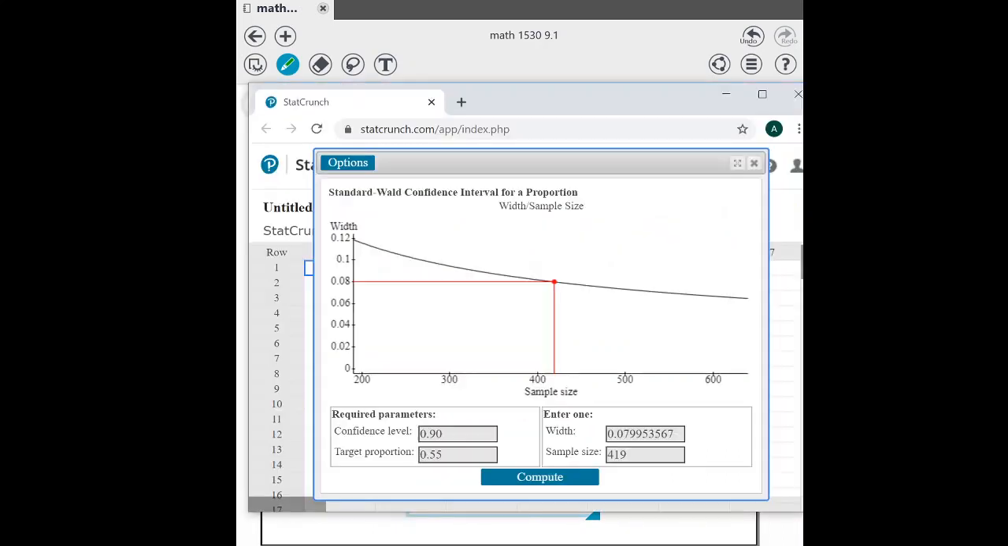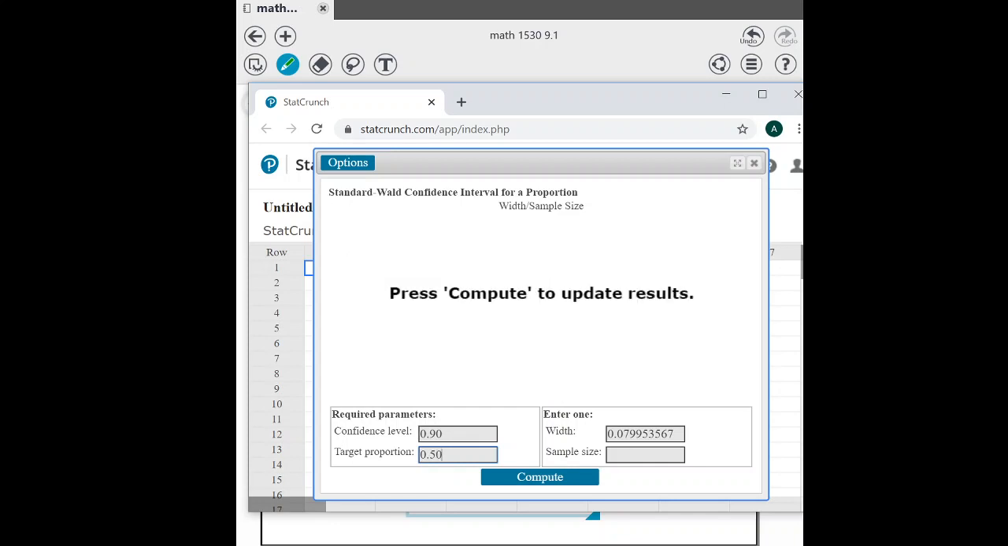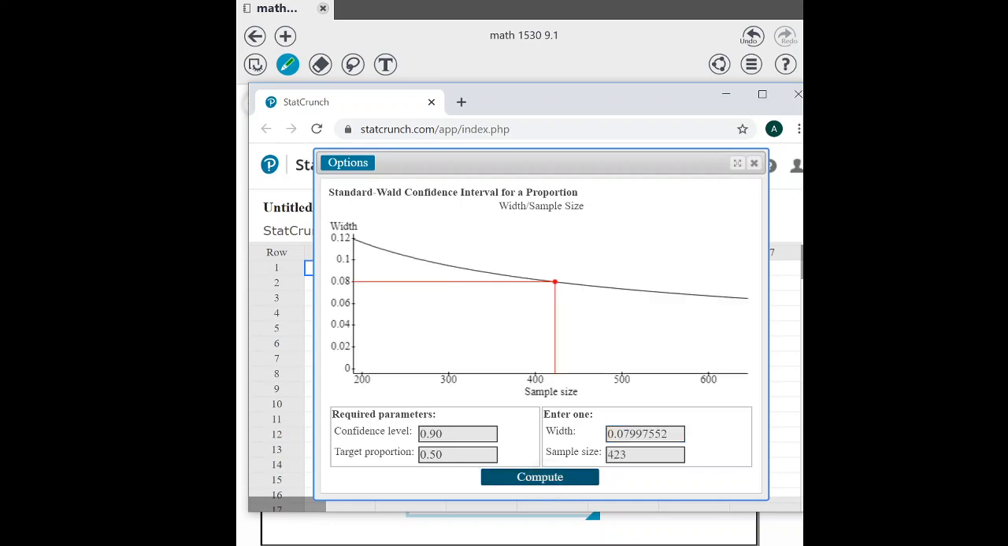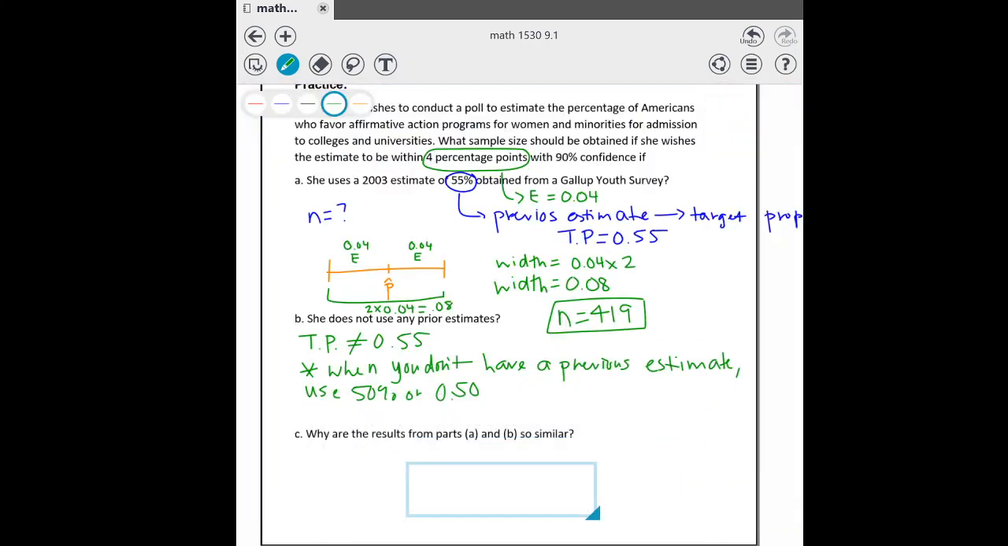If I go back to my StatCrunch page, all of this stuff is going to be the same, except this target proportion is going to be 0.50 instead of 0.55. And just to be safe, you see how it rounded this width on us? We typed in 0.08, but it rounded to this weirdness. Let's retype that so we don't have any double rounding going on, and push compute. 423. So that changed it. Our n for this one is 423 when we don't use a previous estimate.